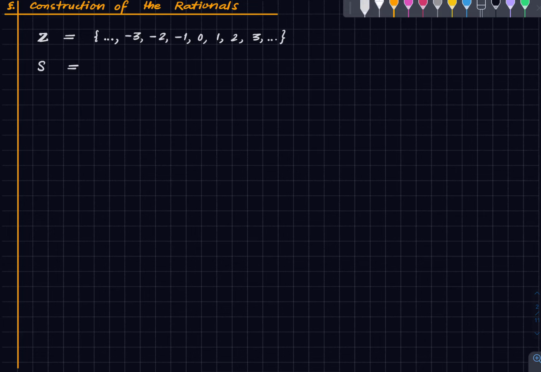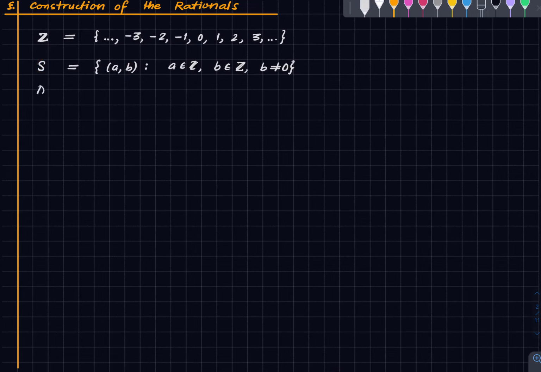So first, define the set S as all the pairs that one can form of the following sort, (a, b), where a is an integer and b is a non-zero integer. So this is a set of all the pairs of integers where the second one is non-zero. So that's our set S, and now we define a relation on it.